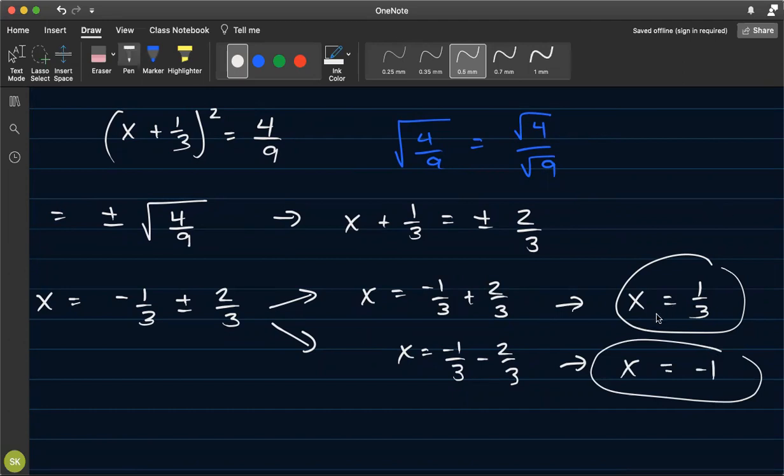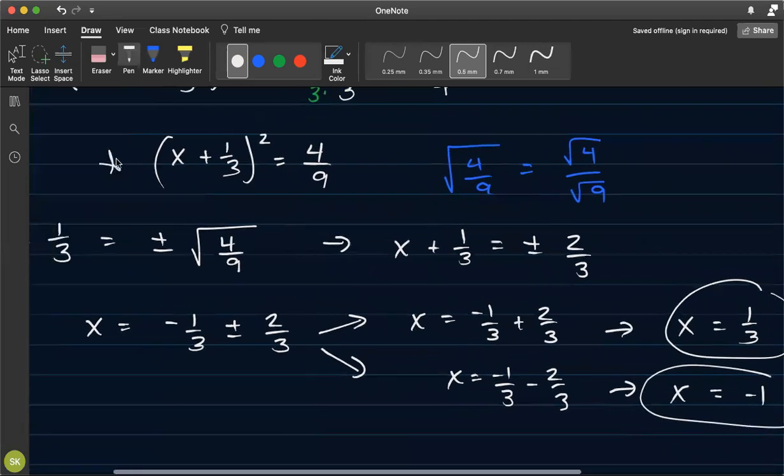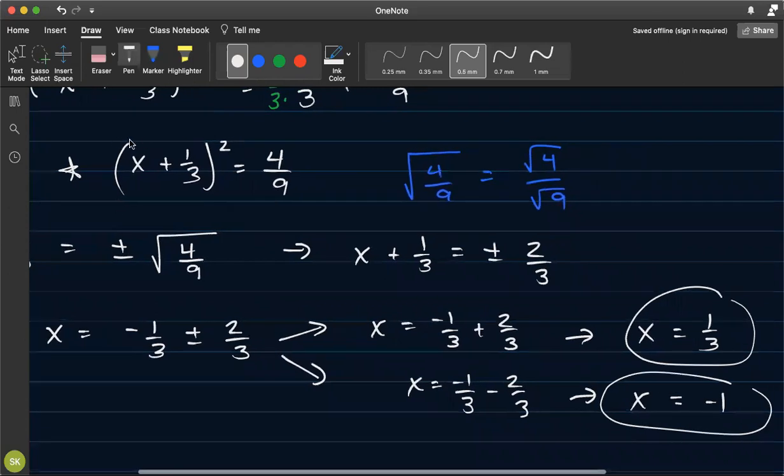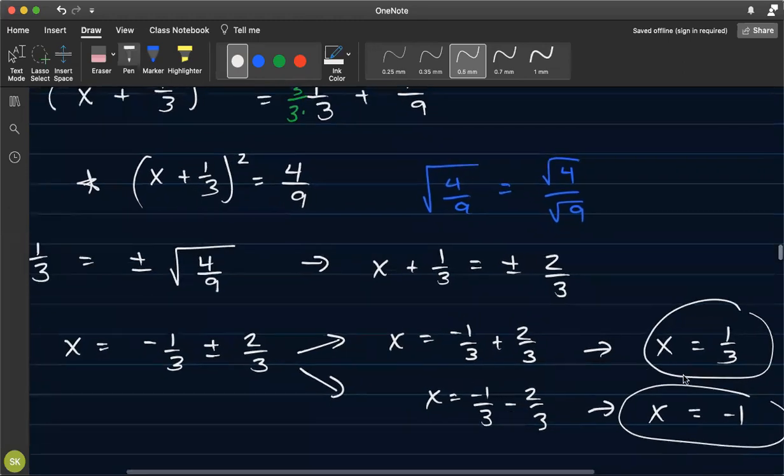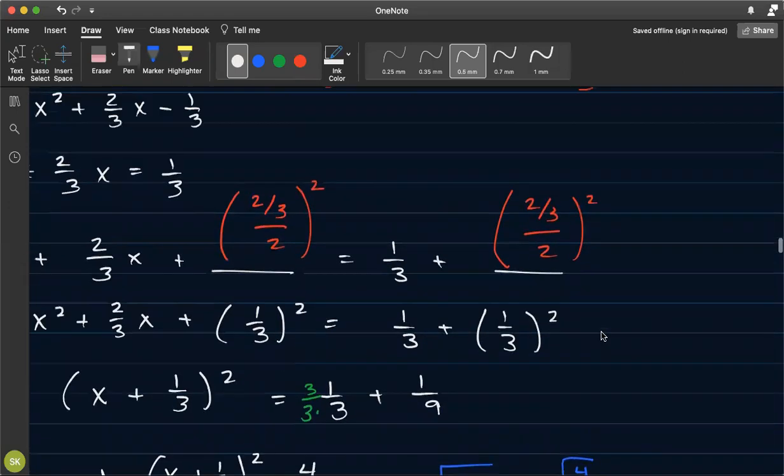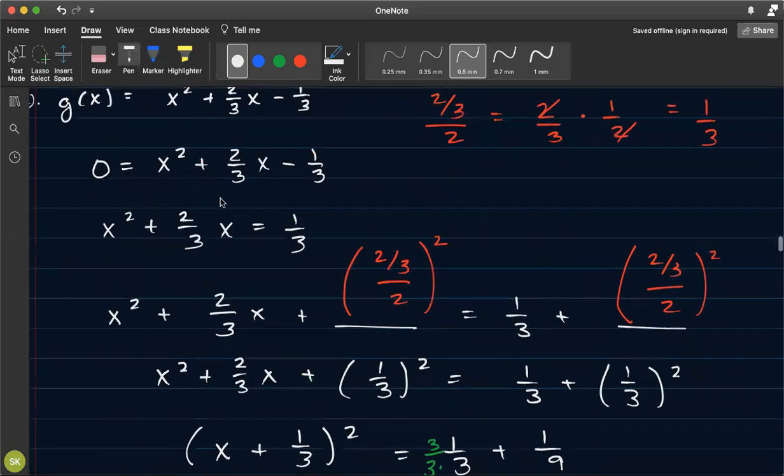And you can plug these in if you want to double check into here, where we used the square root method. And you can already see if I plug in 1/3, I get 2/3, and if I square that, I get 4/9, which works. And you can also plug them into the original equation, which was way up here.